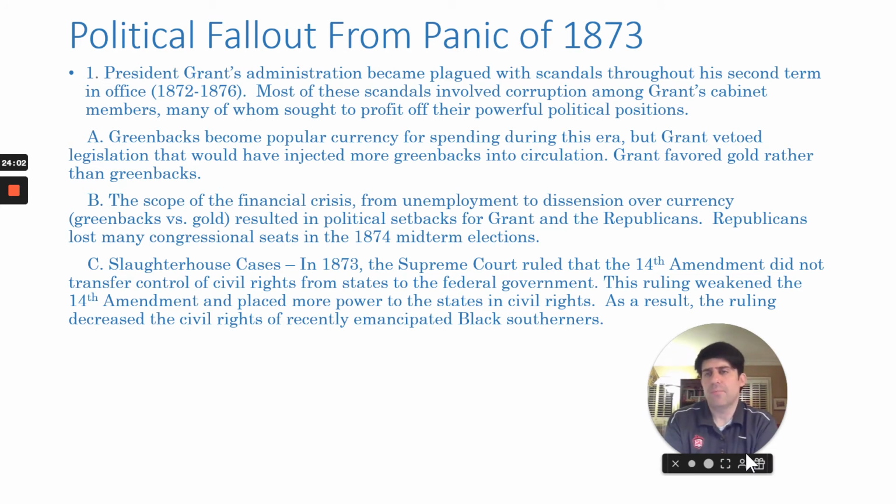At the same time, going back to the greenbacks that I just discussed a few minutes ago, there's an argument over currency. Greenbacks had become a very popular currency for rank-and-file Americans to use as spending money during this era, because the federal government backed greenbacks. They backed the valuation of greenbacks. However, Grant personally opposed greenbacks.